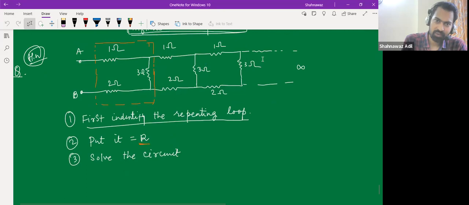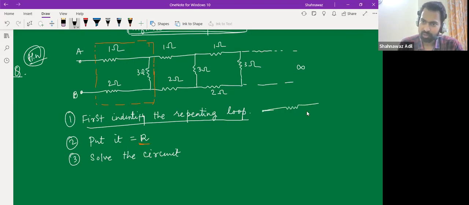So we had this problem, right? And the hint that I gave is to first identify the repeating loop. So this was the repeating loop that we had, and I said to put it equal to R. I told you guys to put it equal to R and then solve the circuit.